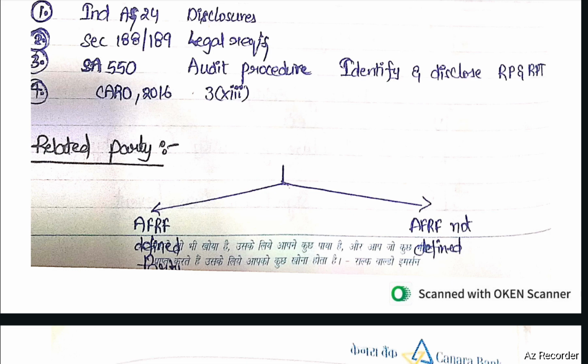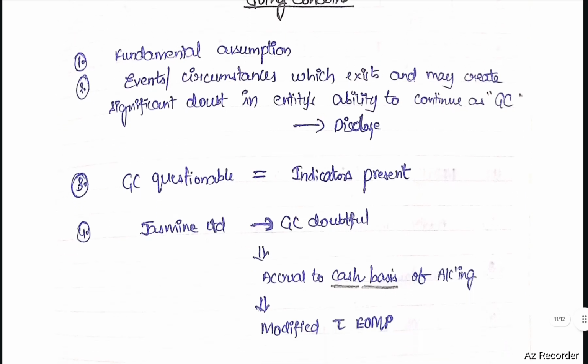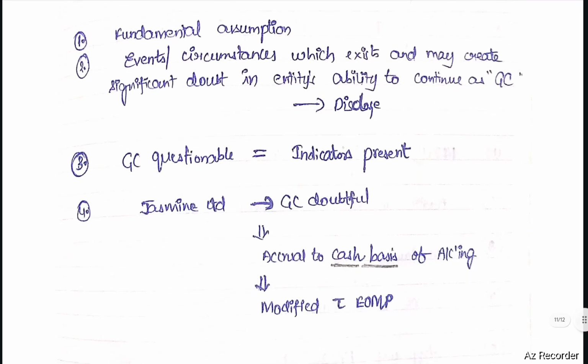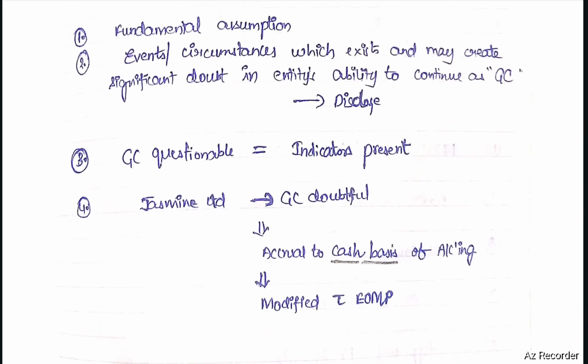SA 560, subsequent events, is similar to Ind AS 10. Next, SA 570, going concern. It is a fundamental assumption. Events or circumstances which exist and may create significant doubt in the entity's ability to continue as a going concern need to be disclosed. Going concern questionable is the indicator for present situation. Next, we need to check the indicators for present situation.